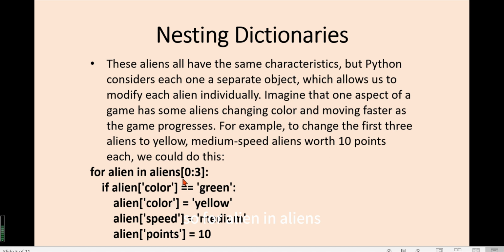So for alien in aliens, slice the first 3 aliens. Then if alien's color is green, a conditional test with double equals, then we will assign yellow to this alien's color value, and we will assign medium to this alien's speed value, and we will assign 10 to this alien's points value. Because alien is a dictionary, with brackets and a key inside, we access the value of this alien. Then we assign the new value to this key's value.